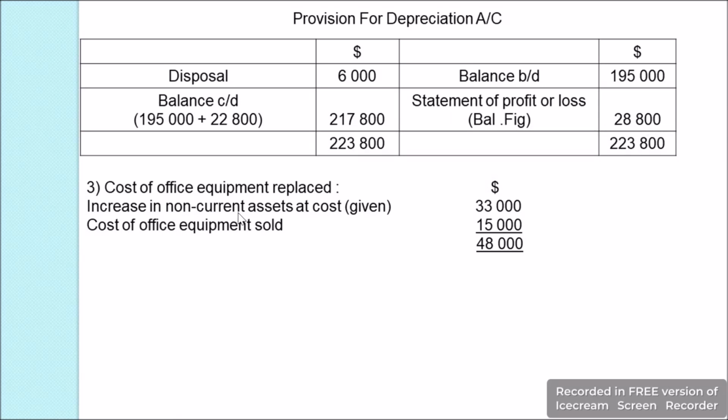Furthermore, we will find out the purchases of office equipment during the year. For this, what we are going to do is we are going to take the increase in non-current asset which was given as $33,000. Furthermore, we have sold a equipment. Even after selling the equipment, this has been the increase in the non-current asset. So we are going to add the amount of, or the cost of, office equipment which was sold, which we have calculated as $15,000. So the total amount of office equipment which was replaced or purchased during the year will be $48,000.